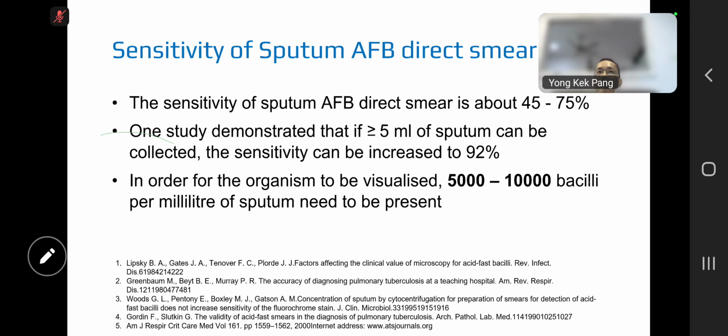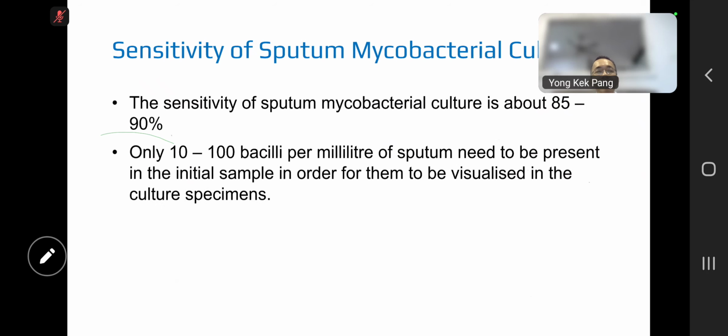And the other reason why AFB direct smear is not so sensitive, because you are going to smear it and then immediately try to visualize them under the microscope with the Ziehl-Neelsen stain. In order for this to be visualized, you need about 5,000 to 10,000 bacilli per cc of sputum, okay, before we can actually see any bacilli.